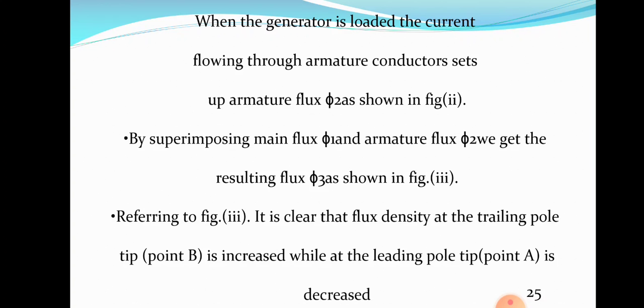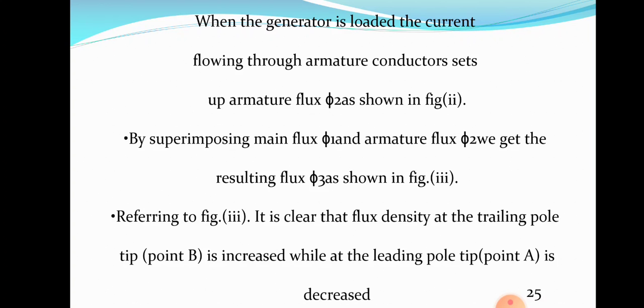So we can imagine that there is only armature flux for some time. It is not possible at any cost. So flux produced by the armature is phi 2. Flux produced by the main field winding is main flux phi 1. So in figure 1 there is only phi 1. In figure 2 there is only phi 2.